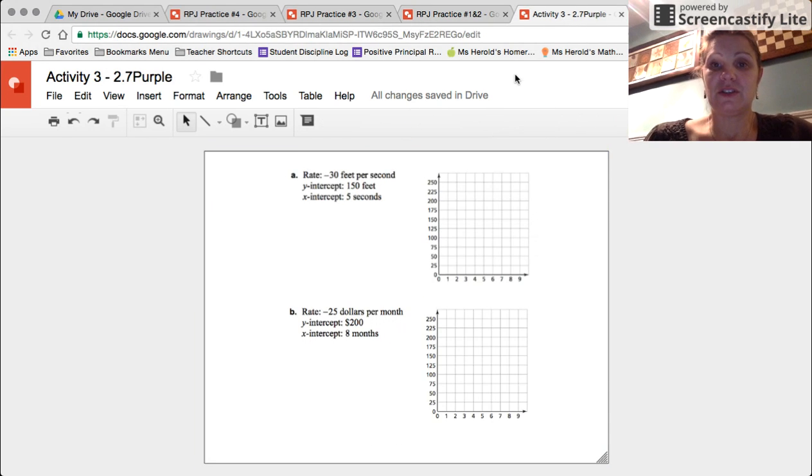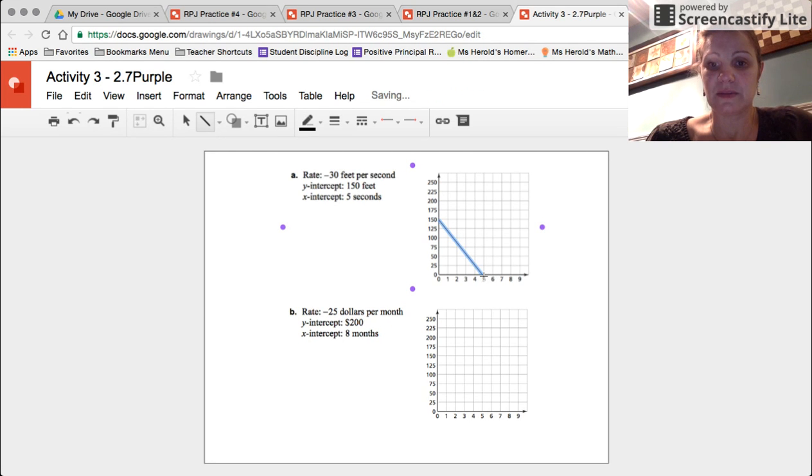We're going to skip down to activity 3, which instead of writing a story for that same graph, we're going to look at a different graph here. So it says to graph this line. So let's take a look. We've got a y-intercept of 150 right here, and an x-intercept of 5. So it's going to look something like that.